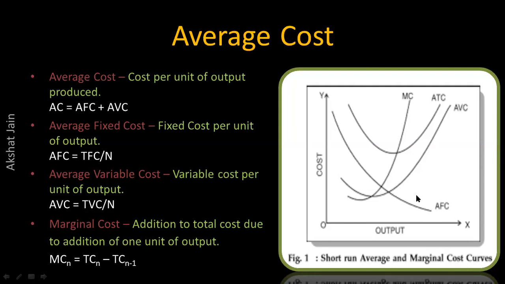And this is how all the curves look on the same plane. Average fixed cost is going down, a rectangular hyperbola. Average variable cost, average total cost, and marginal cost curves, all three curves are U-shaped because they are variable in nature.